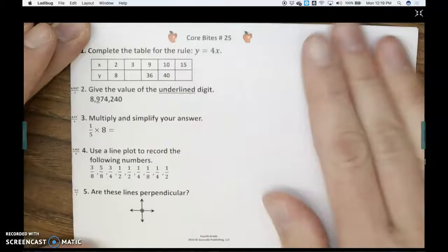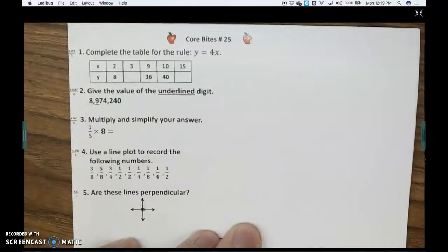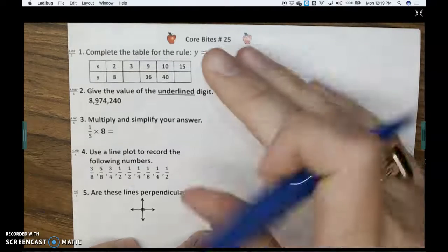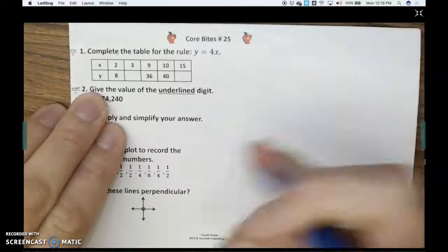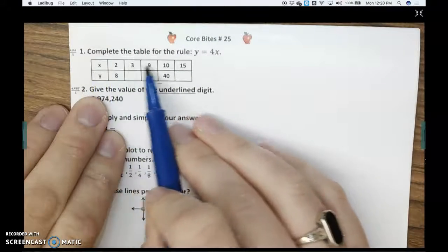All right, everybody, here you see your core bites for number 25. So make sure you make your corrections on yours. So we have a table, and our rule is y equals 4 times x. Okay? So here we have y, and then we have x, which would be 4 times that number.